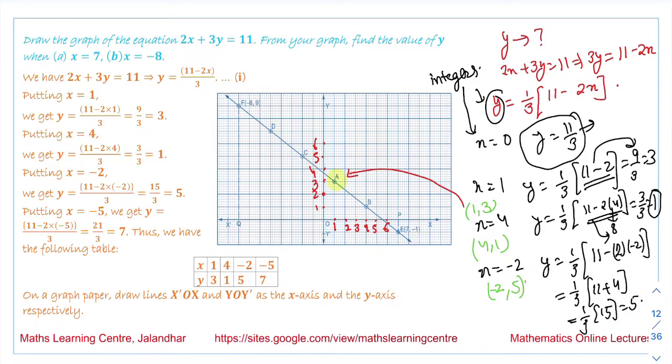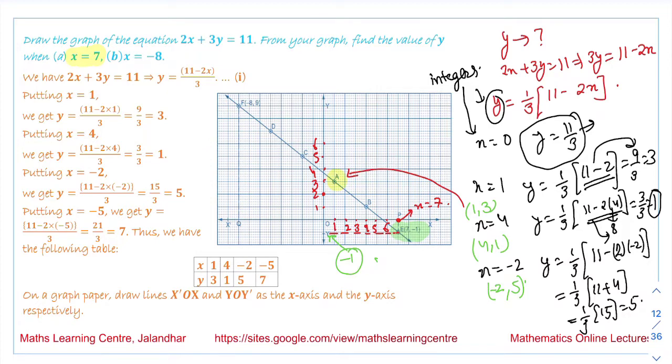Now what we have to find is the value corresponding to x is equal to 7. We see x is equal to 7 will lie over here. This is x is equal to 7. And if we draw the perpendicular over here, we will see that the corresponding value of y we are getting is minus 1.